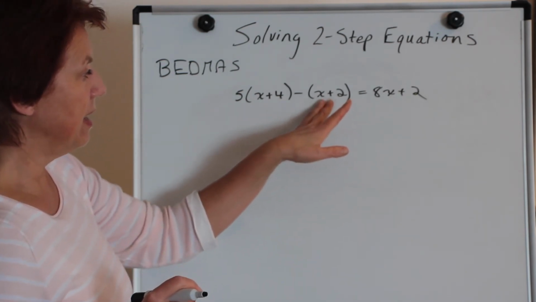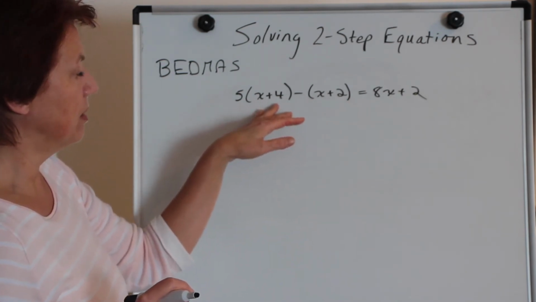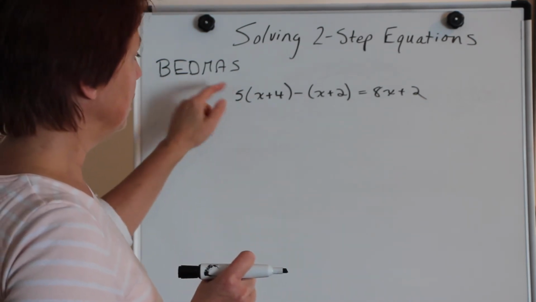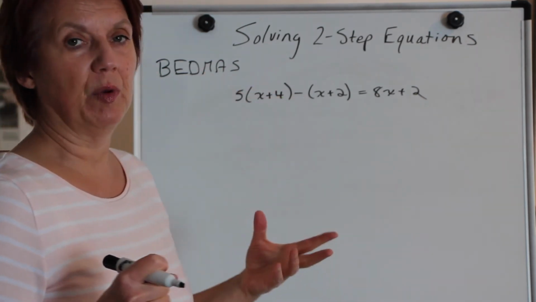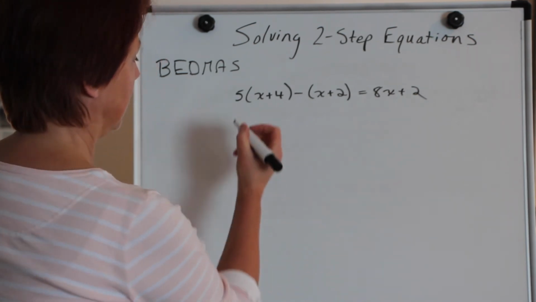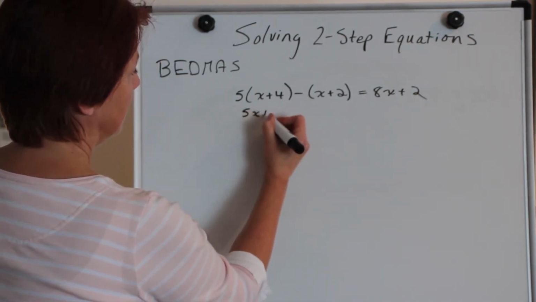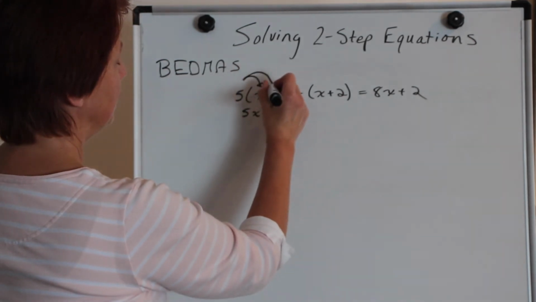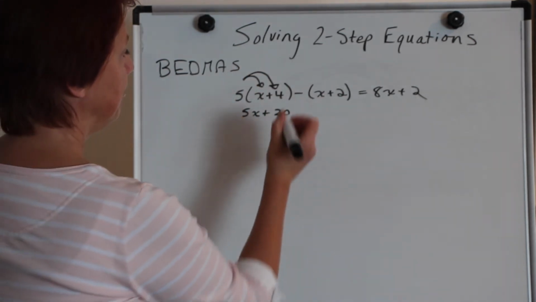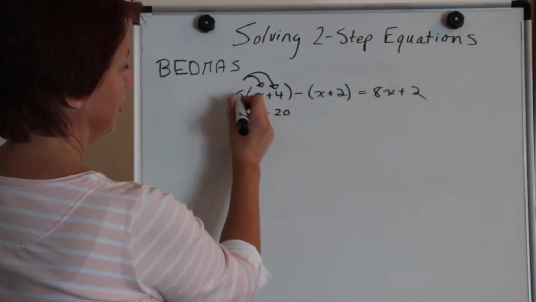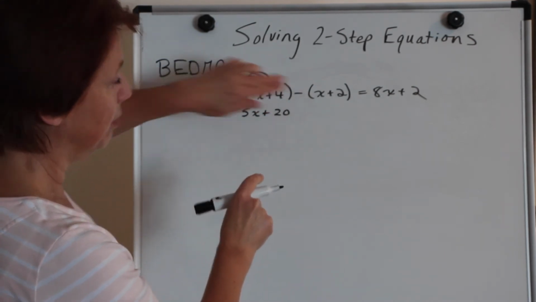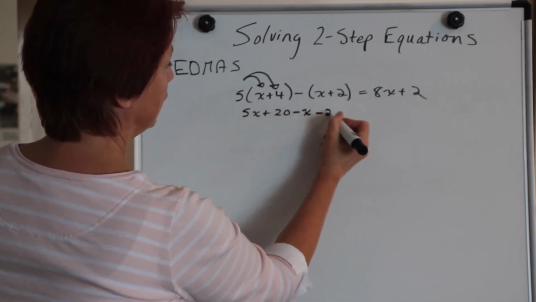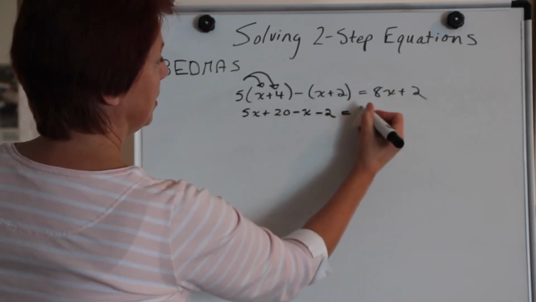Right now, this x is locked in with that 2, that x is locked in with that 4. The only way we can unlock those x's is to distribute what's in front of the brackets and get rid of those brackets, okay? So this is going to be 5x plus 20. We're multiplying through, we're using the distributive property of multiplication. And here we're multiplying through 5, here we're multiplying through -1. So minus x minus 2, and then we just rewrite this side.